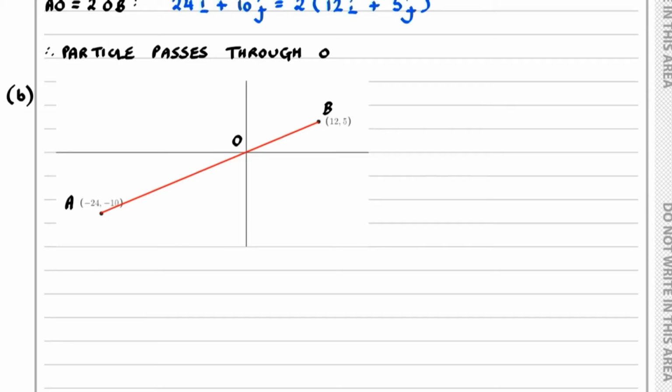The vector AB, well, from minus 24 to 12, we go 36 in the i direction, and from minus 10 to 5, we go 15 in the j direction. So what we have found here then is the vector AB.